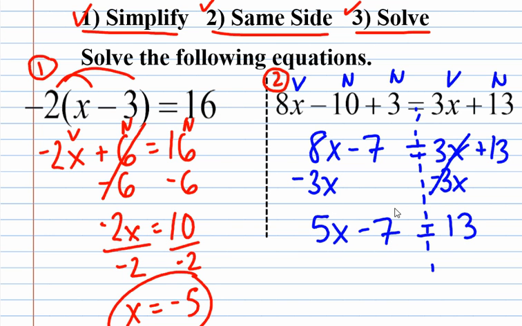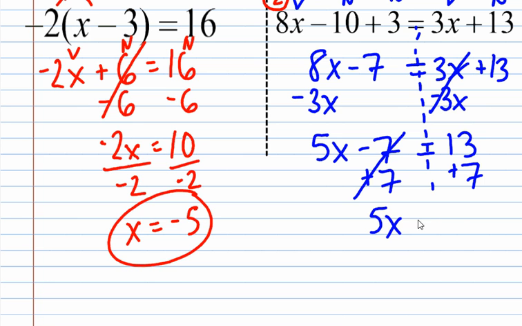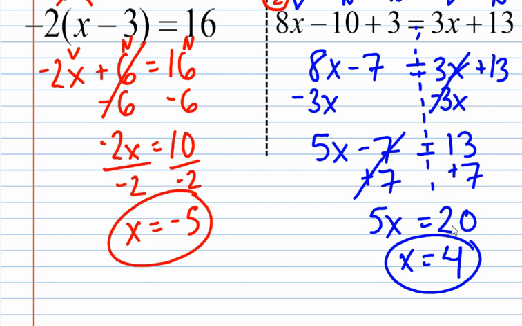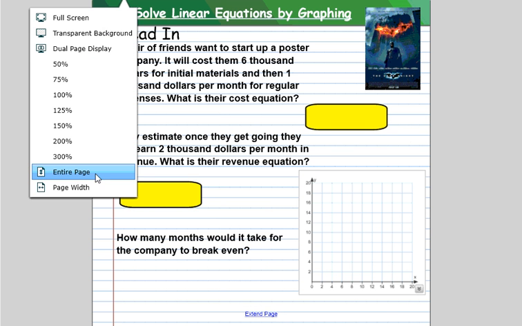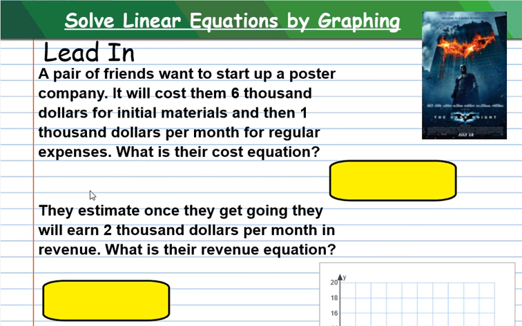Now you have variable, number, number. You need to get your numbers all to the right, so add 7 to get rid of them on the left. You then have 5x equals 20. Divide by 5 and you get x equals 4. So that's what a large portion of first quarter entailed, was solving equations. And that's actually going to come up in this chapter. That's why it's not only a good semester test preview, but also a good review, as we'll need these tools later in this chapter.